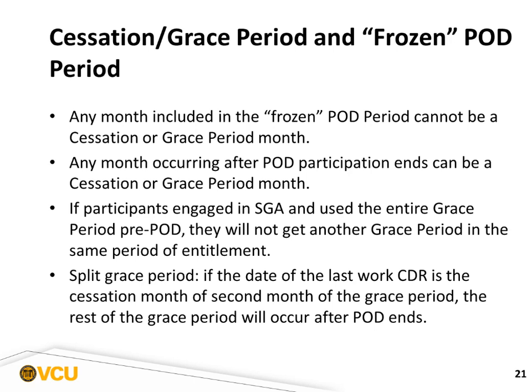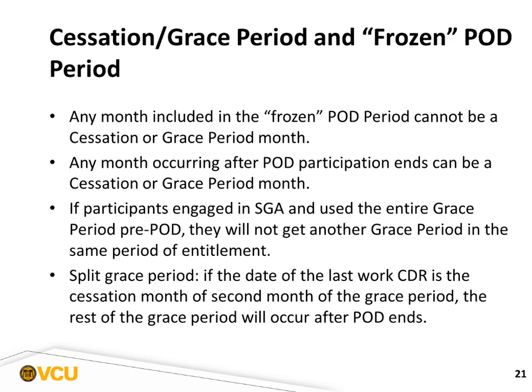Now remember, Social Security does not perform SGA determinations during POD, so that's not even a concept that applies. So there is no cessation. There's no SGA determinations. So here's the important part. Any month during the frozen POD period cannot be a grace period month. Now after POD participation ends, the cessation and grace period will occur the first time the beneficiary is determined to be engaging in SGA. If the participant engaged in SGA and used the grace period prior to the last completed work CDR, that person will not get another grace period in the same period of entitlement.